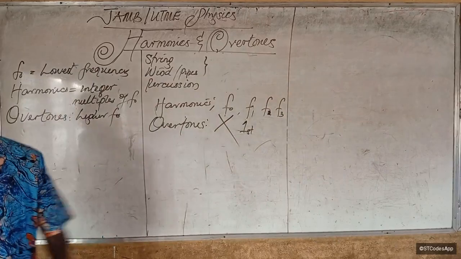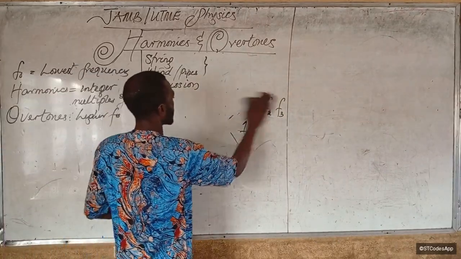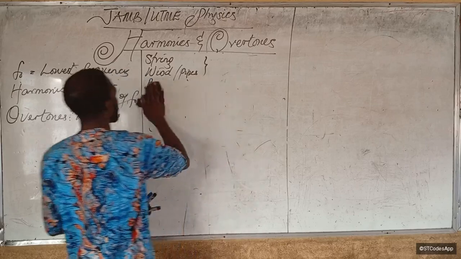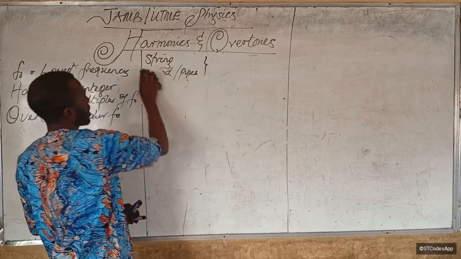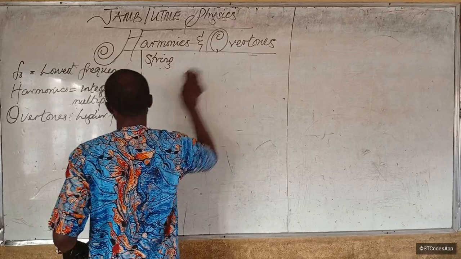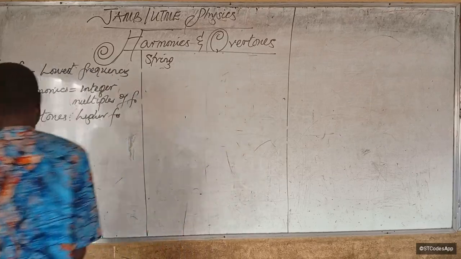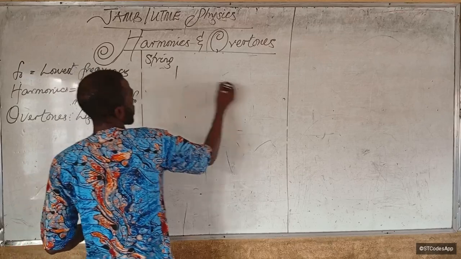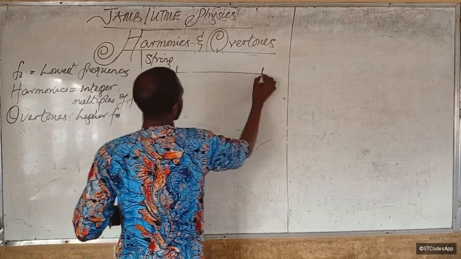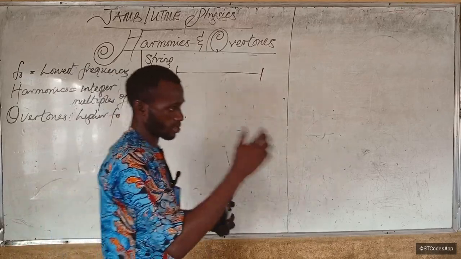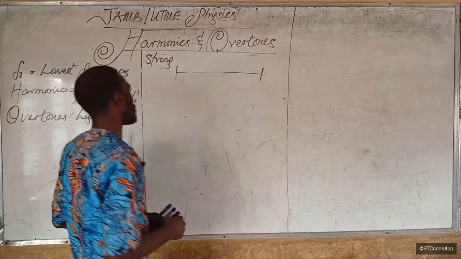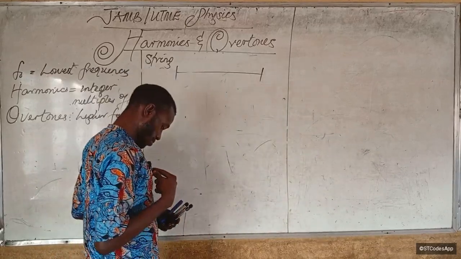All right. So now, let's create the set of vibrations for a string instrument. We're going to start with the string and then we graduate to the wind instrument. So for a string instrument, a string is usually attached between two fixed points, you know.